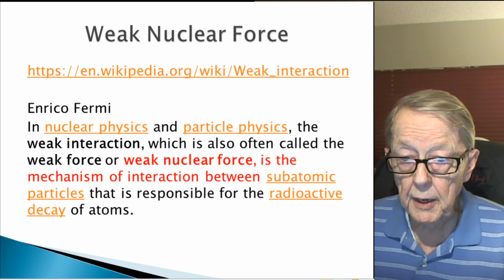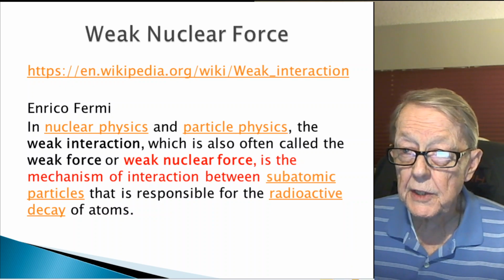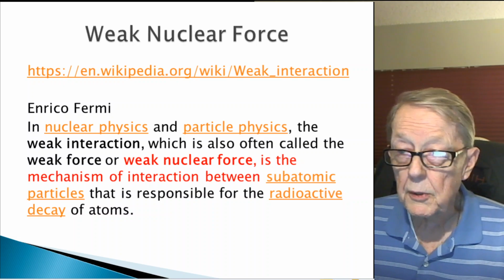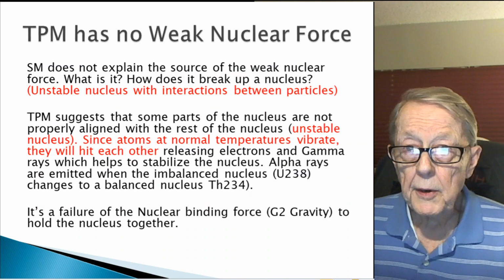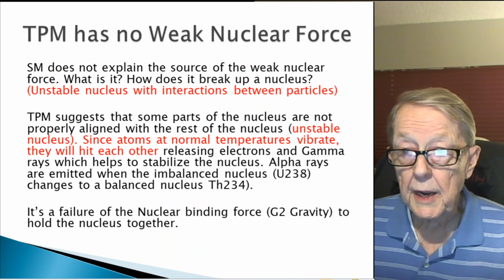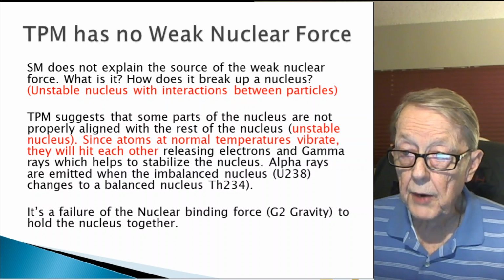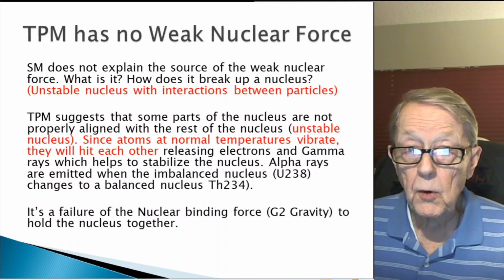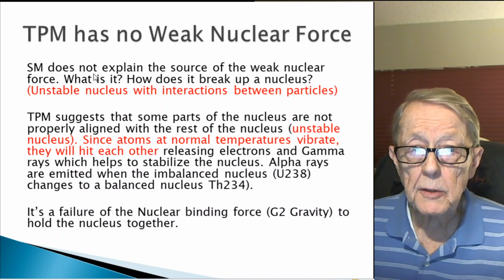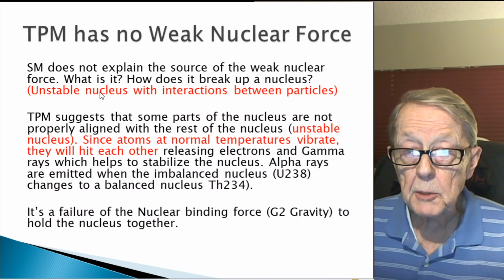Actually, that's not really a bad one, but it doesn't. When we look for a force, we're looking for some sort of definition of a thing that's pushing or pulling and moving something. And no, this is just an interaction. Well, the particle model has no weak nuclear force. We have really forces generated from the G1 particle, G1 gravity, and G2 particle, G2 gravity, but no other force. And the standard model does not explain the source of the weak nuclear force. What is it? How does it break up a nucleus?